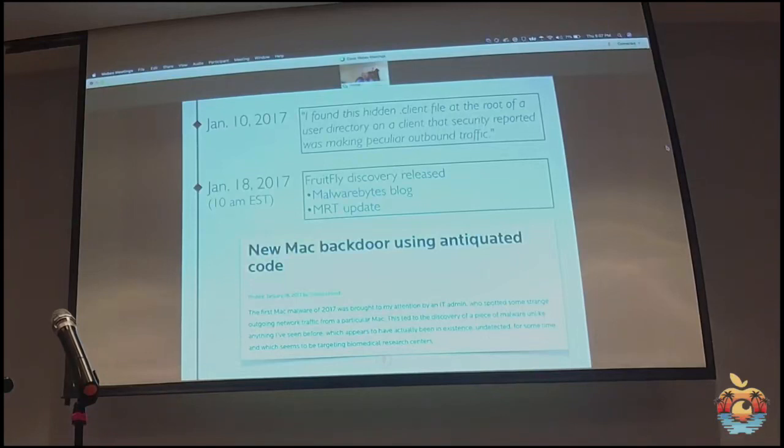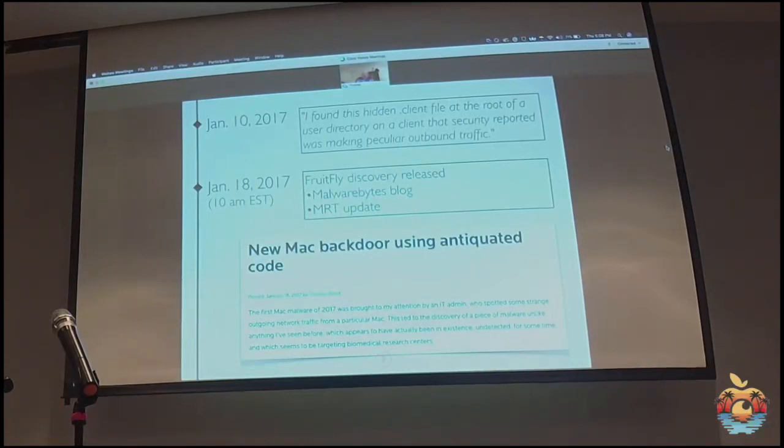And I started analyzing it, found some very interesting things. Found a lot of the things that we've already discussed and more. And very quickly realized that this was malware. So I started working on a write-up for it.